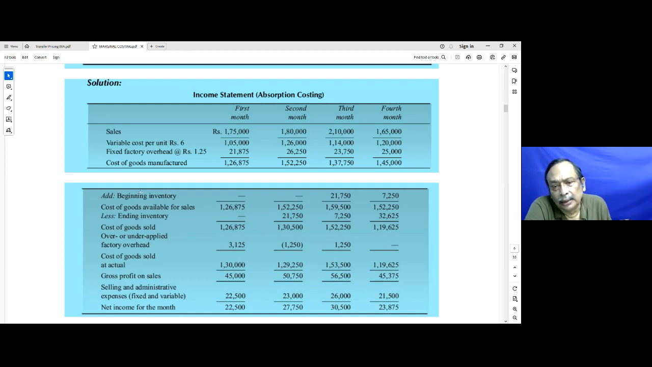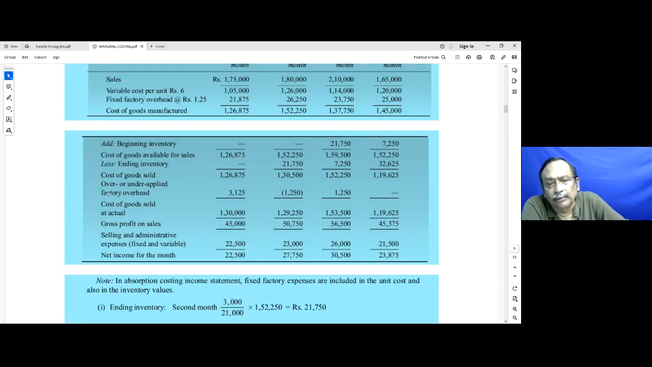Last month's closing inventory will be the next month's beginning inventory. Okay, so second month's closing inventory will be the next month's beginning inventory. That we have taken 21,750, and after adding we get cost of goods available for sales 1,59,500. Ending inventory, we are going to value, just have a look.